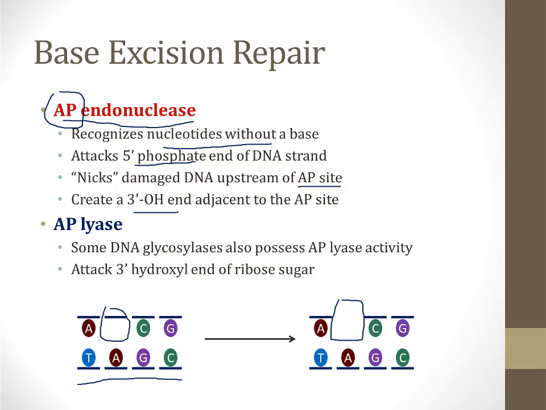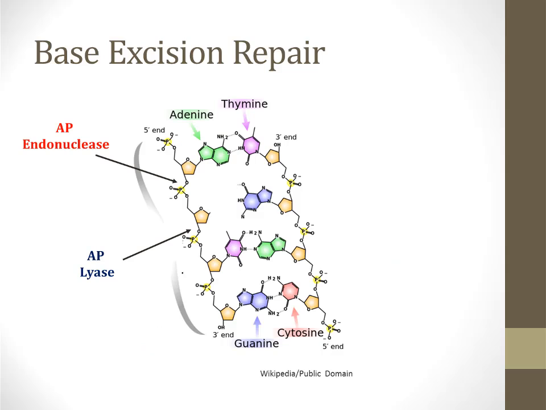The second enzyme that can play a role in this process is called AP lyase. Some of the DNA glycosylase enzymes I described on the last slide also possess AP lyase activity. This enzyme will attack the 3' hydroxyl end of the ribose sugar, in contrast to endonuclease, which attacks the 5' end. To understand this better, let's look at the picture I've drawn on the screen.